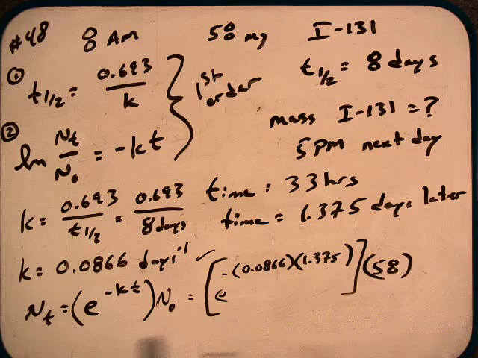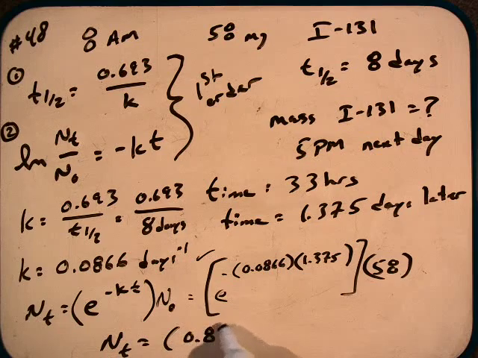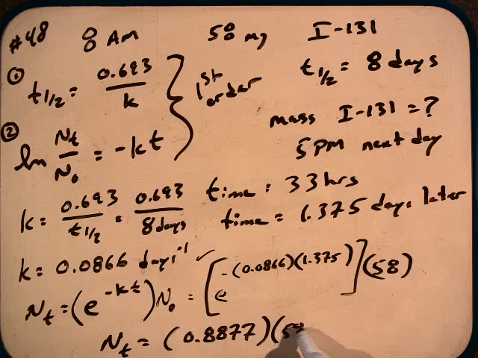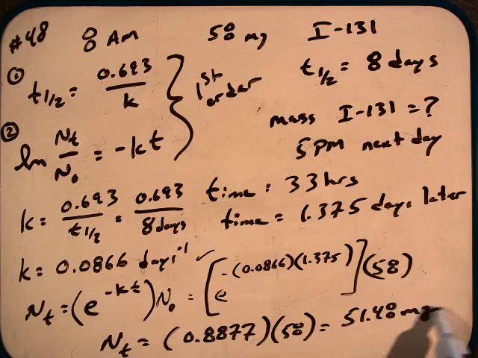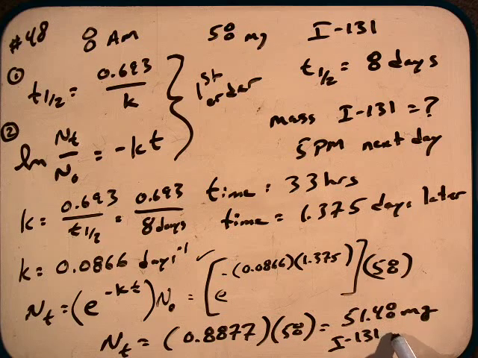And so if we continue down that calculation, we should get 0.8877 for the e value. We're multiplying that by 58, and so we would have 51.48 milligrams of that iodine-131 remaining in that patient's system or body. That is number 48 in Chapter 19.